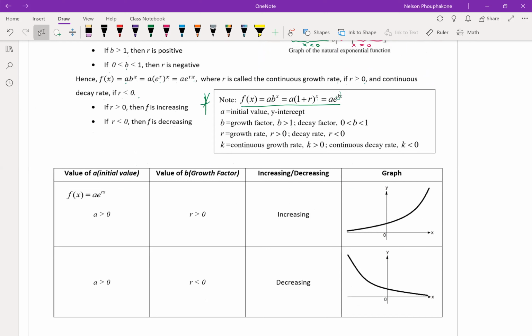Okay, and in this case, if a is positive and r is positive, meaning the function is increasing. And don't forget that this is a right here. If a is positive and r is negative, then the function is decreasing. So again, this is my initial value here.